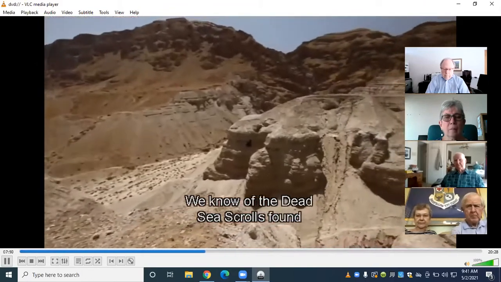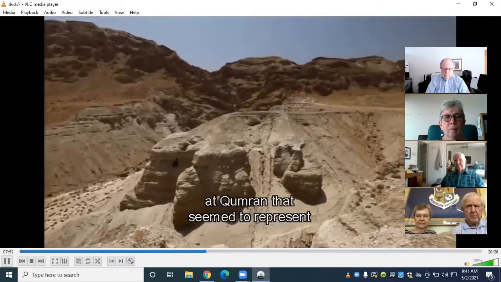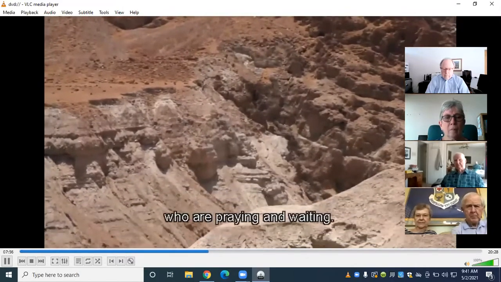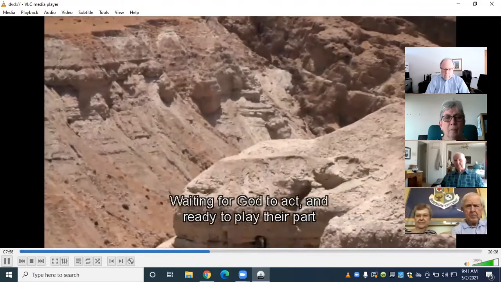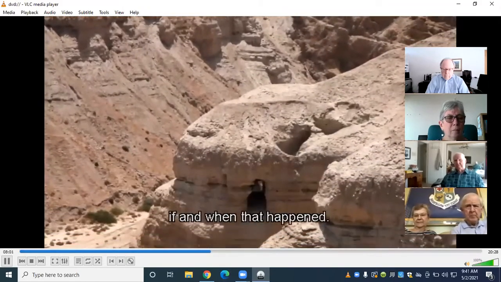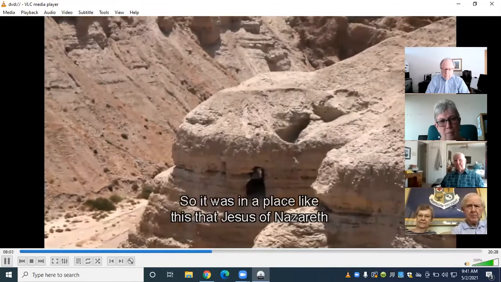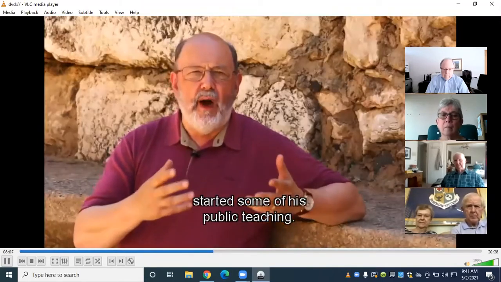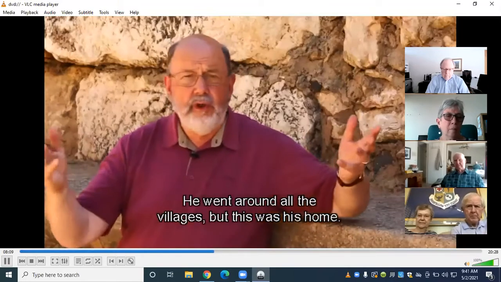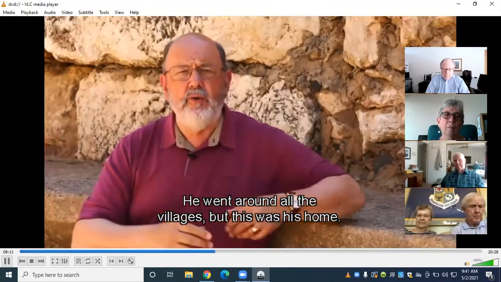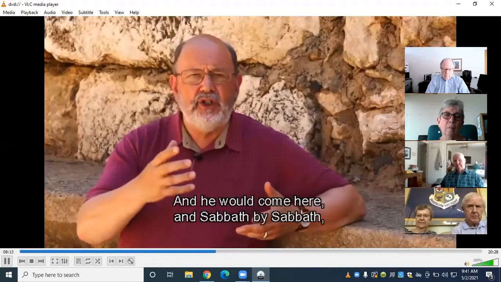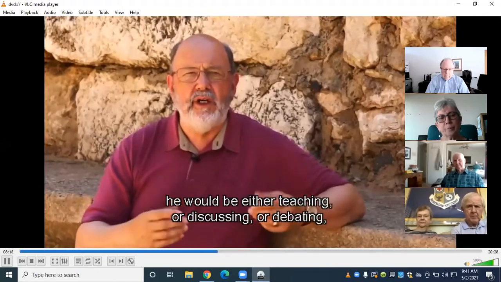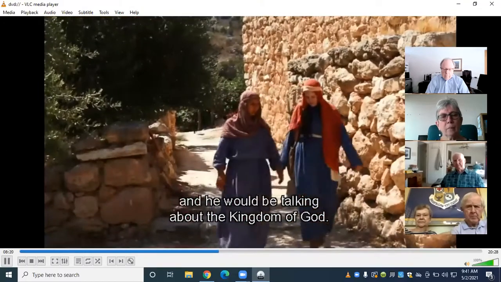We know of the Dead Sea Scrolls found at Qumran that seemed to represent a collection of Essene writings, of people who were praying and waiting, waiting for God to act and ready to play their part if and when that happened. So it was in a place like this that Jesus of Nazareth started some of his public teaching. He went around all the villages, but this was his home, and he would come here, and Sabbath by Sabbath, he would be either teaching or discussing or debating, and he would be talking about the kingdom of God.